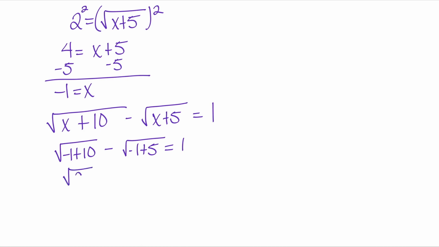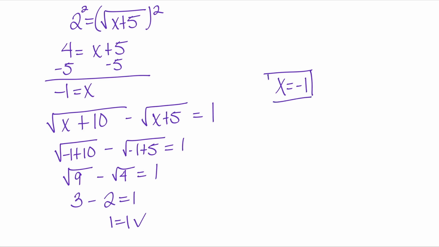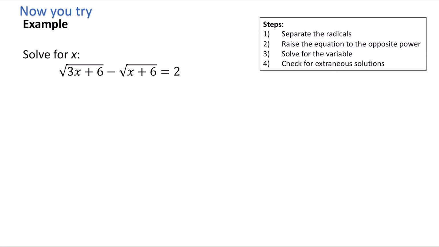So that's the square root of 9 minus the square root of 4 equals 1. Square root of 9 is 3 minus the square root of 4, which is 2. And 1 does in fact equal 1. So x equals negative 1 is the solution to this equation. So now you can go ahead and pause the video and try this example on your own.